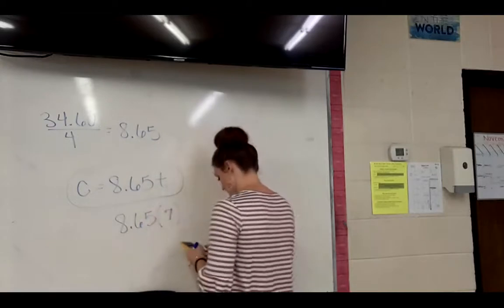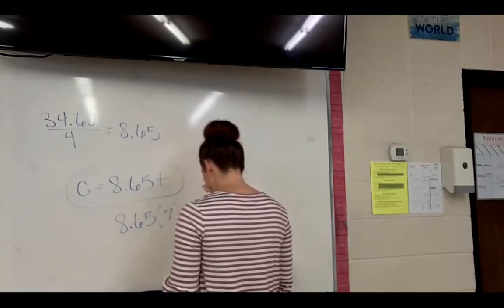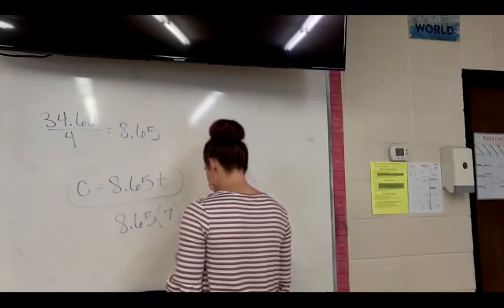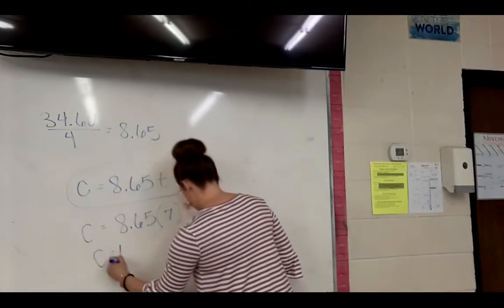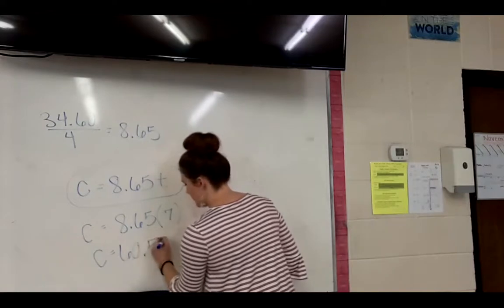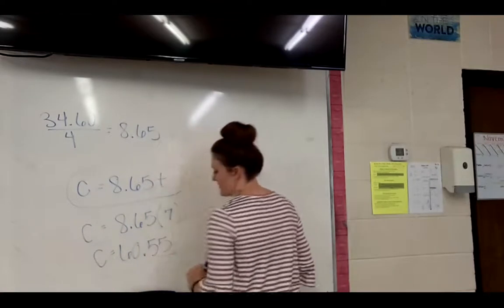So then all we have to do is multiply times 7. We get $60.55. That's how much it would cost for 7 tickets.